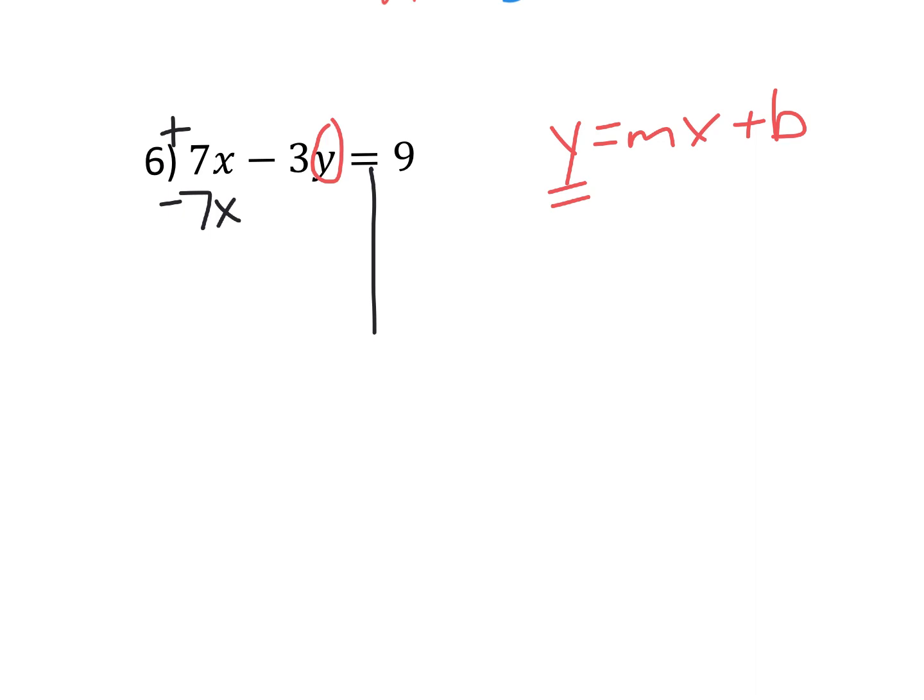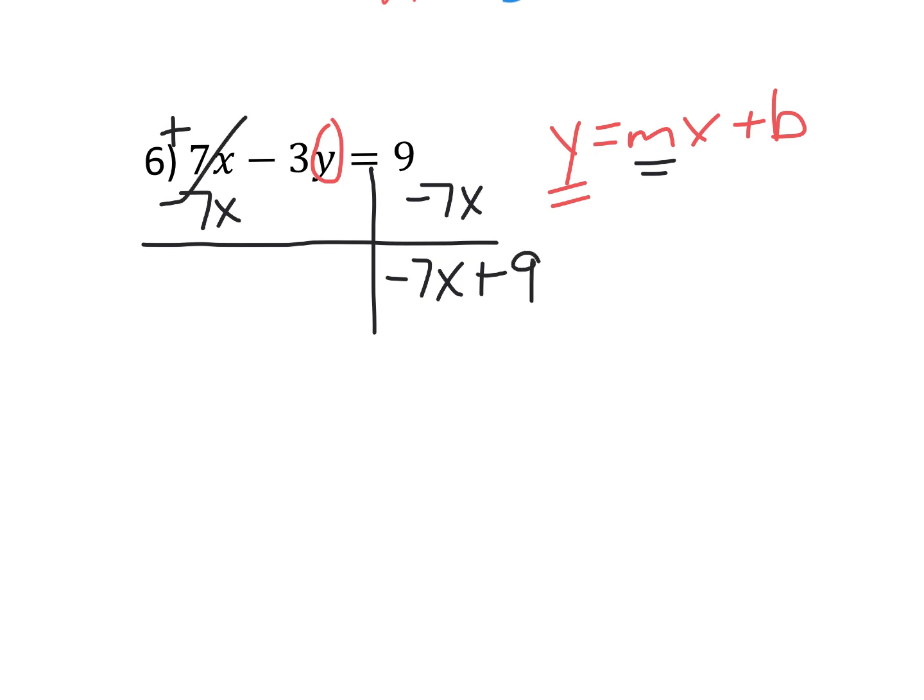So I'm going to subtract 7x on the right. And if I subtract 7x on the right, that will give me, I like to do the x first, right? So it'd be negative 7x plus 9. And on the left side, the 7x's have already canceled. And all we have left is a negative 3y. Now, how do I get rid of the negative 3? Well, that negative 3 is being multiplied. So I'm going to divide.